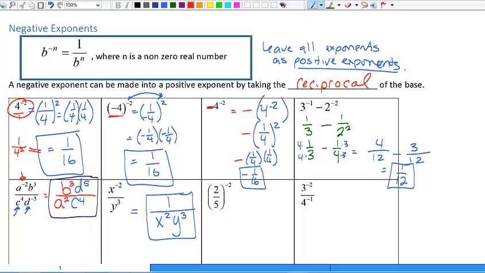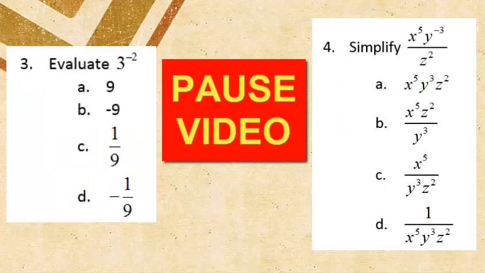On the next problem, I have negative 4 to the negative 2. If I wanted to, I could just say, oh, he's not happy where he's living. He was living in the numerator. Let's put him in the denominator. So I have 1 over negative 4 squared, which turns out to be 1/16. So you can do it either way.